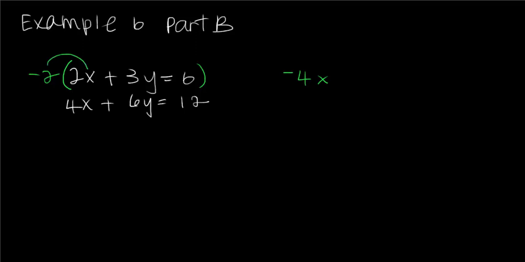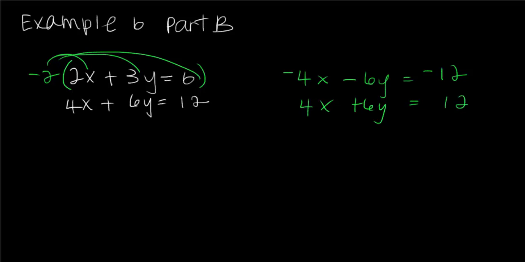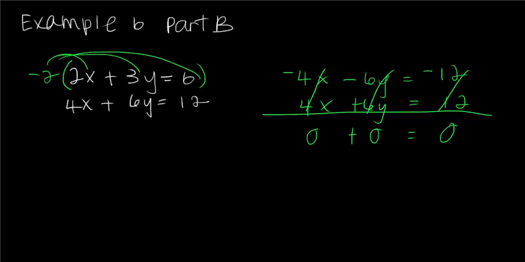So let's complete this distribution here. So negative 6y equals negative 12. And now I'm just going to write that second equation down, and look at this. This looks weird. It's sort of similar, but they're different signs. But let me add them together. 0, that cancels, plus 0, that cancels, equals 0. 0 plus 0 is 0. 0 equals 0. I got another statement, but this statement is true. This is all real numbers.